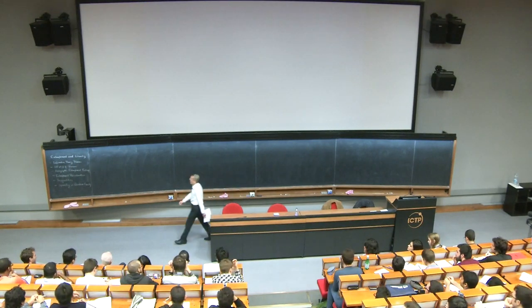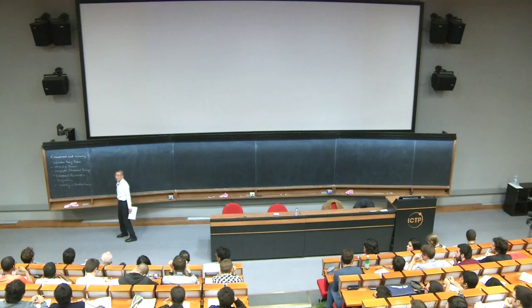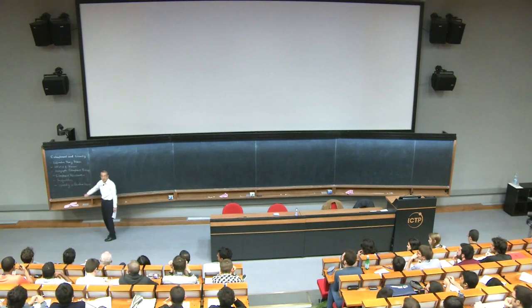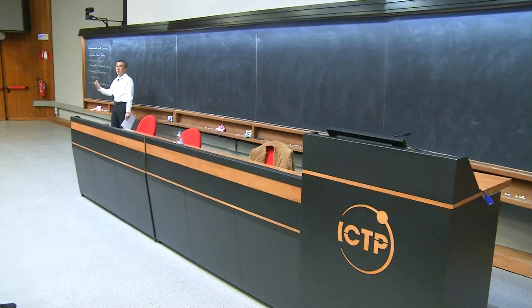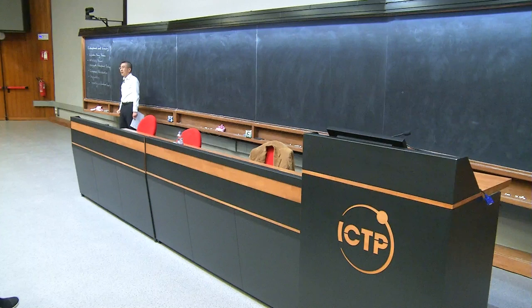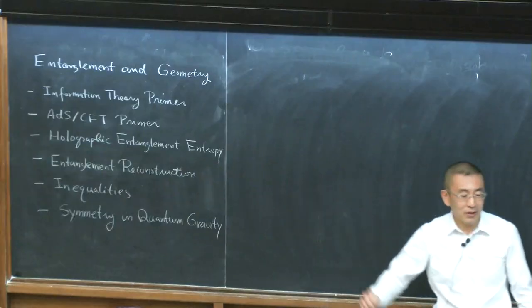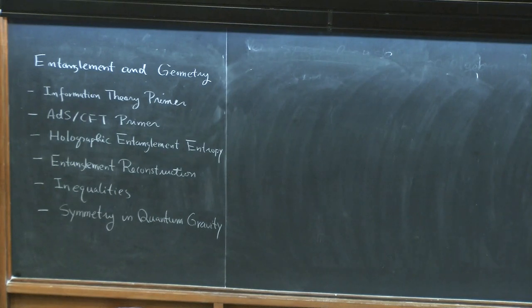Great. So today I will basically talk about a very elementary thing about information theory, entropy, mutual information, etc., so that we know what we are talking about in the rest of the lectures. And then tomorrow I plan to talk about a primer of AdS/CFT and then introduce the notion of holographic entanglement entropy. And then we'll go on to talk about entanglement reconstruction, symmetry in quantum theory of gravity, etc.